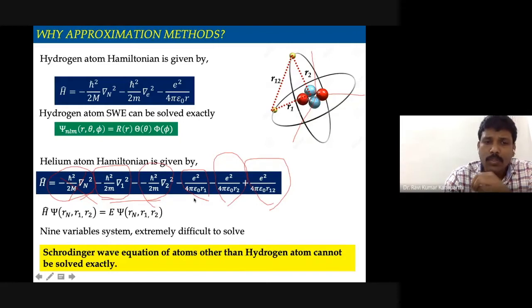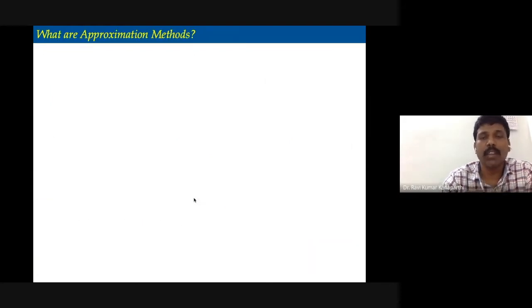So the Schrodinger wave equation of atoms other than the hydrogen atom cannot be solved exactly. Therefore, we need some approximation methods. Well, we don't have the exact thing, but at least we try to have some approximation, right? Why do we need it? To understand the system, right? If you want to do some better chemistry, first of all we should know how the helium atom behaves, and similarly all other atoms. We want to know their eigenstates and eigenfunctions, so that we can describe the atoms in a better way and interpret the properties in a better way.